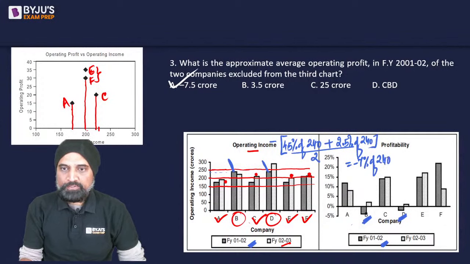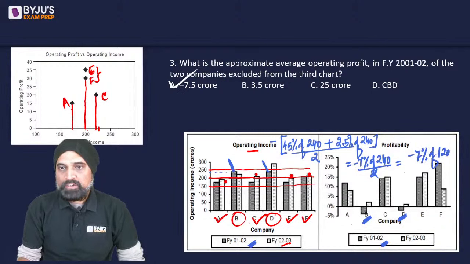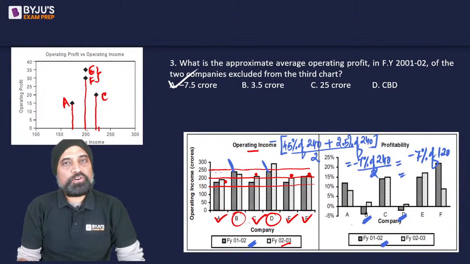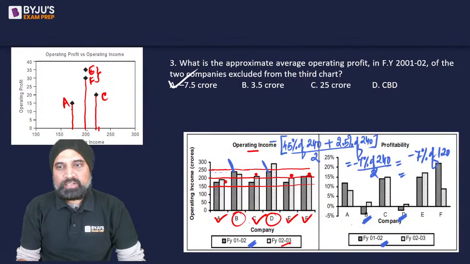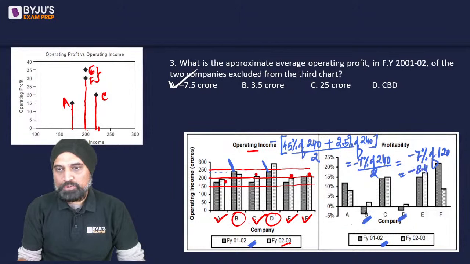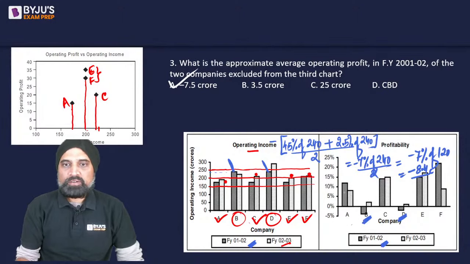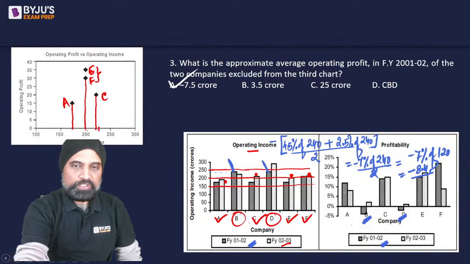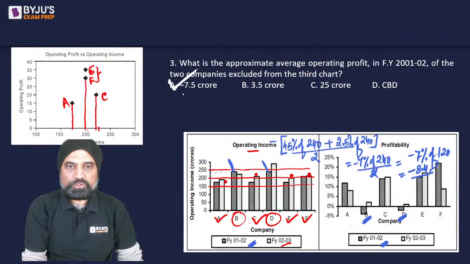of 240 divided by 2, which is minus 7% of 120. Minus 7% of 100 will be minus 7, and 7% of 20 is going to be 0.84. So I get negative 8.4. But anyway, we have only one value with the negative sign, right? So minus 7.5.